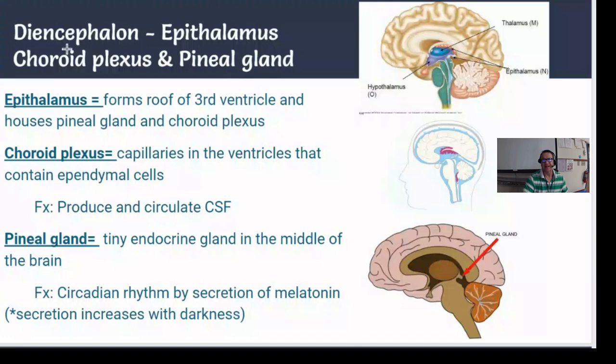And the final part of the diencephalon. So remember, we went over the thalamus, a relay station for sensory information.